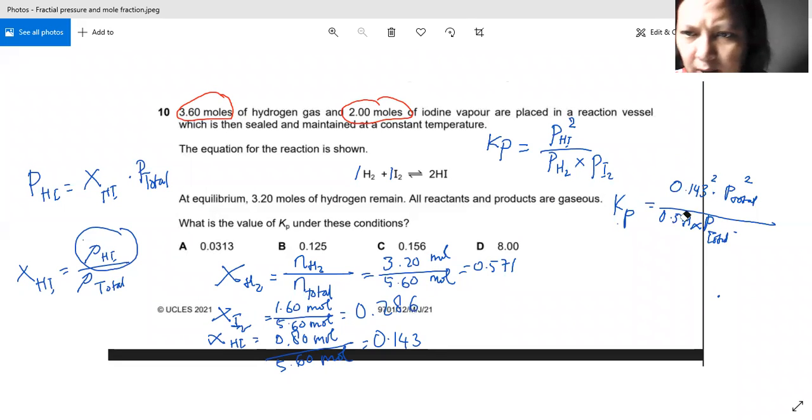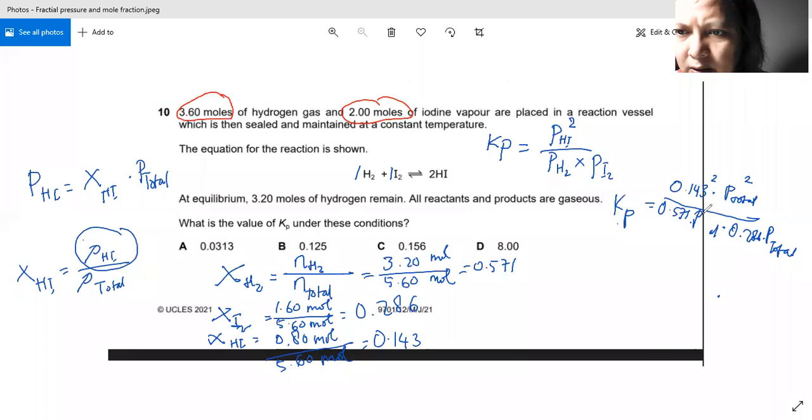So we are not going to get confused between multiply and the mole fraction, I'll just put a point. So 0.571 times P total times 0.286 times P total. Now if you see over here, P total multiplied by P total, which is P total squared. So we divide by the P total squared.